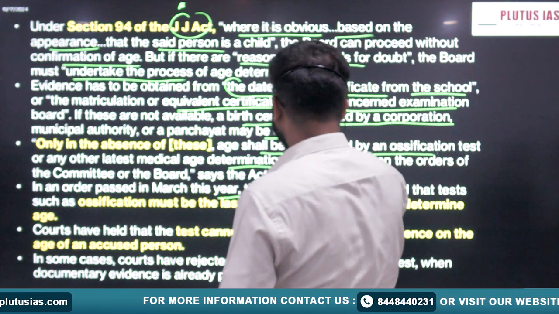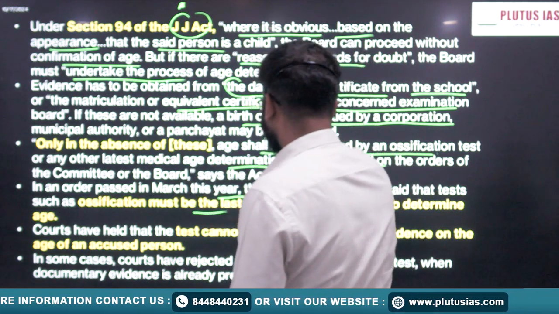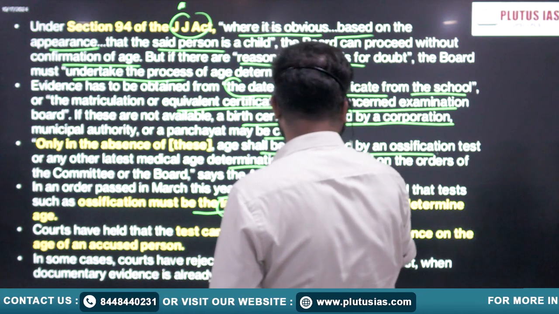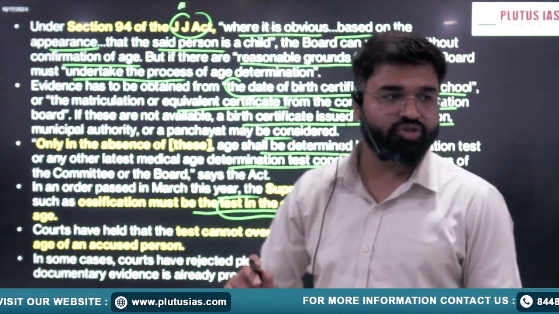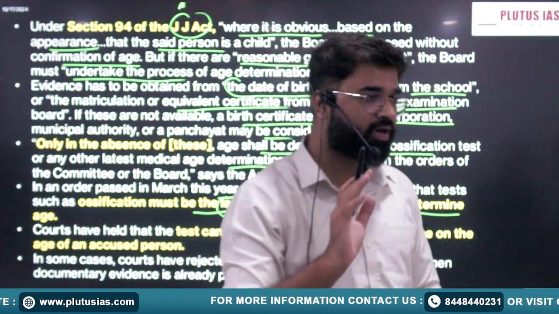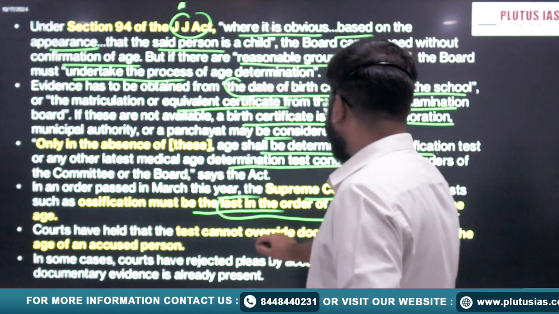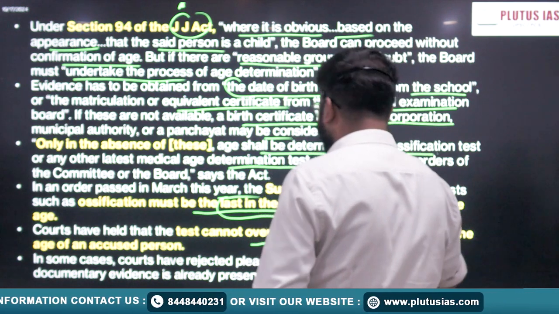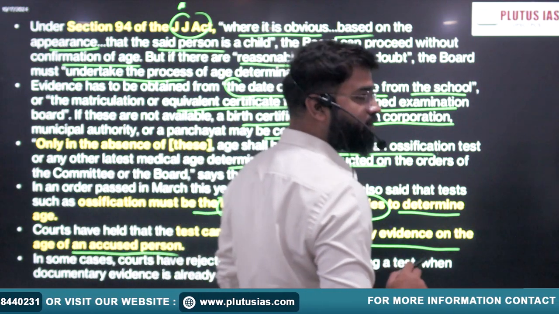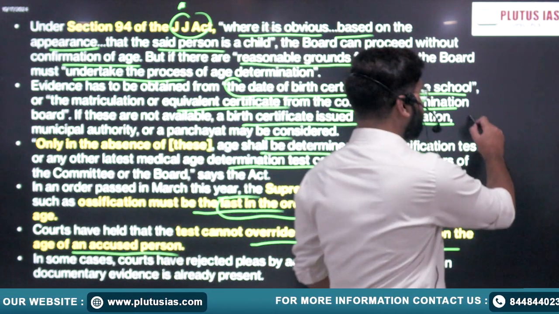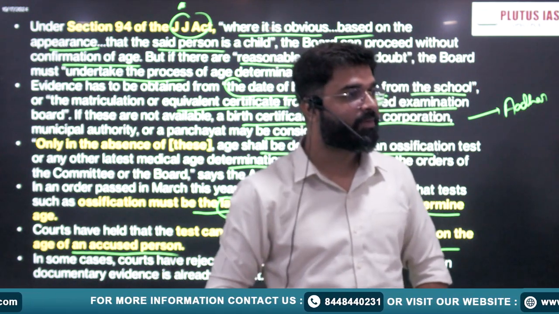In an order passed in March this year, the Supreme Court also said that a test such as the ossification test is the last in order of priority to determine the age. So it should be the last priority. It is the order of the Supreme Court. Next, the court has held that the test cannot override the documentary evidence on the age of such an accused person. So it depends upon the court whether they are accepting the date which is written in the Aadhaar card or not. Getting my point?